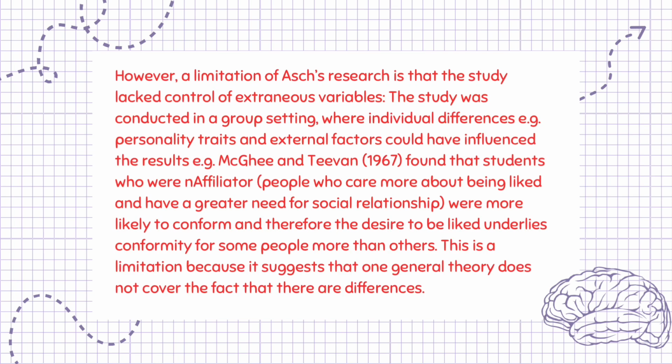However, a limitation of Asch's research is that the study lacked control of extraneous variables. The study was conducted in a group setting, where individual differences, e.g. personality traits and external factors, could have influenced the results, e.g. McGhee and Teevan, 1967, found that students who were N-affiliators, people who care more about being liked and have a greater need for social relationships, were more likely to conform, and therefore the desire to be liked underlies conformity for some people more than others. This is a limitation because it suggests that one general theory does not cover the fact that there are differences.